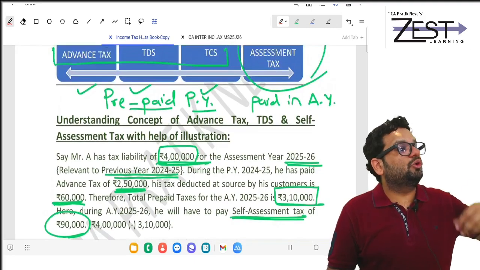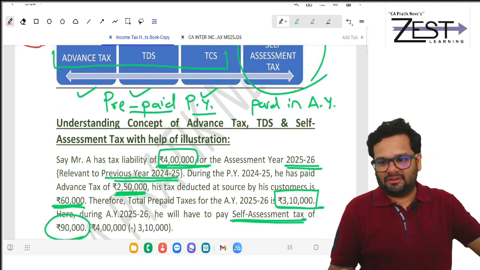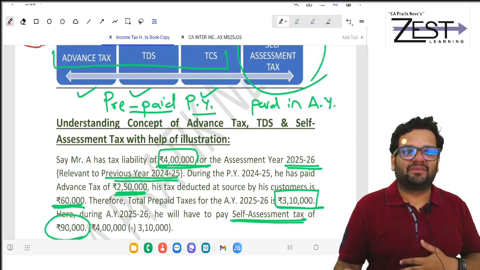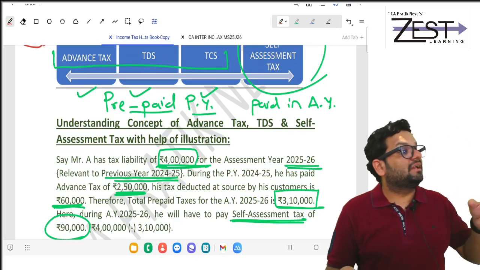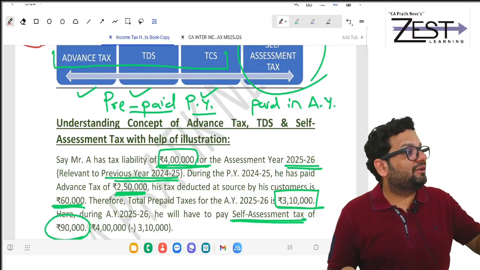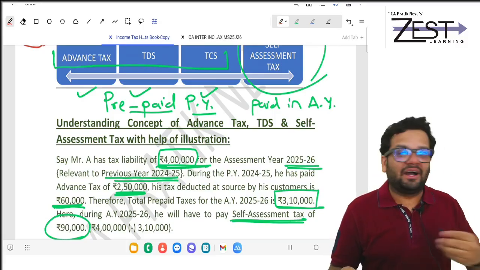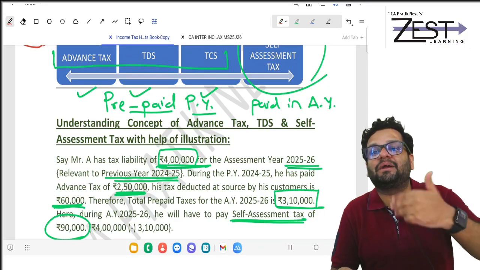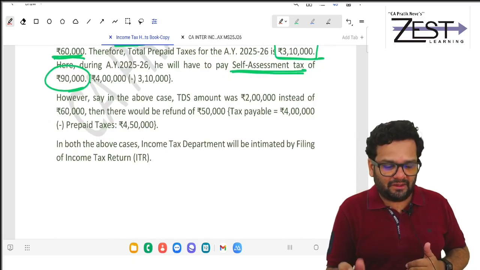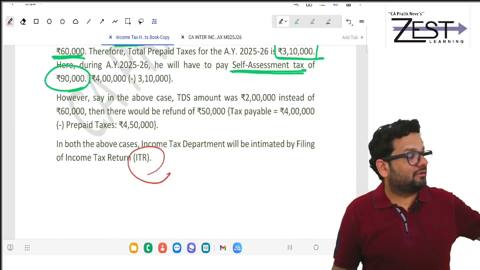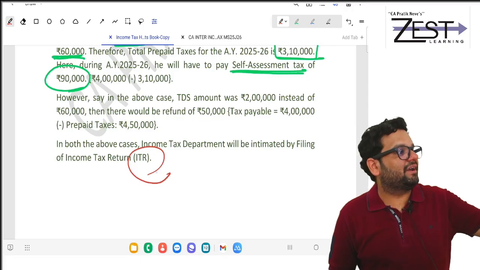And now this whole story you will explain to the government by filing ITR. You will file the income tax return telling how you got the liability of 4 lakhs and how that 4 lakhs was actually paid. This whole story you will tell the government by filing ITR. That's why ITR is filed in the AY.